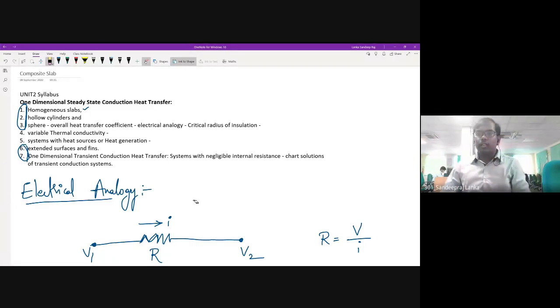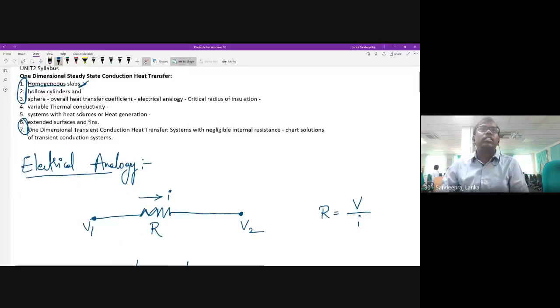Now, let us quickly look at what we have seen in the last class. In the last class, we started Unit 2. In Unit 2, we started the homogeneous slabs. These homogeneous slabs are taken as a composite slab or composite wall example. So all these are the same words.